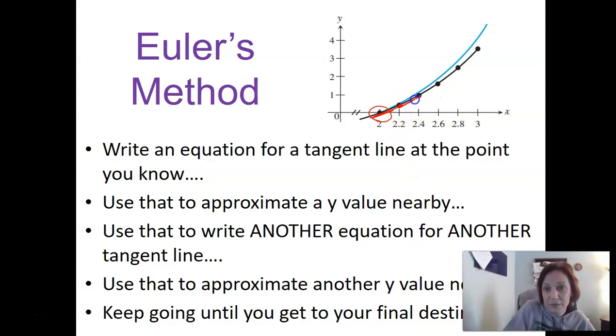Or I write the equation for another tangent line. It's going to take me to x is 2.4. And I say, okay, tangent line, if I moved 0.2 along this line, where would I be? And it gives me this new y value, right? And you can see here, I'm kind of getting away from the curve, right? And when I take my next step, I'm starting to move away from the curve. The further you go, probably the further you're going to move away from the curve.